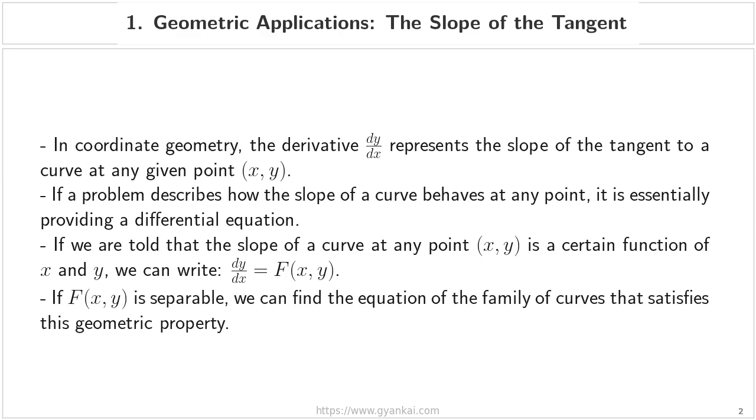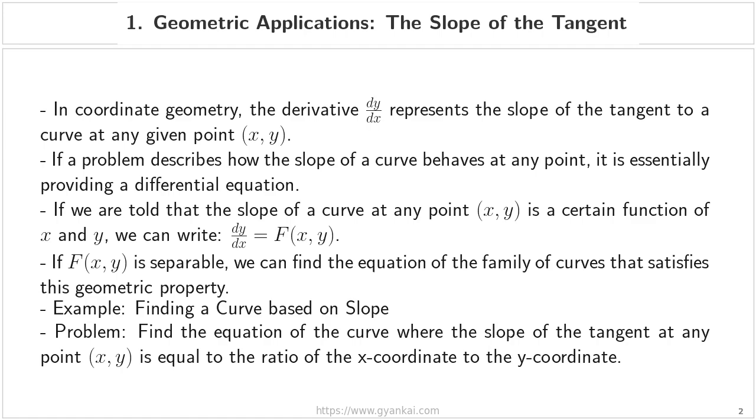Now, as we learned in our previous lessons, if this function, f(x, y), is separable, we can use the method of variable separation to solve it. This allows us to find the equation for the entire family of curves that share this specific geometric property. To make this concrete, let's look at an example. Suppose we are asked to find the equation of a curve where the slope of the tangent at any point (x, y) is exactly equal to the ratio of the x-coordinate to the y-coordinate. In the next few slides, we are going to walk through the step-by-step process of translating this sentence into an equation and solving it.